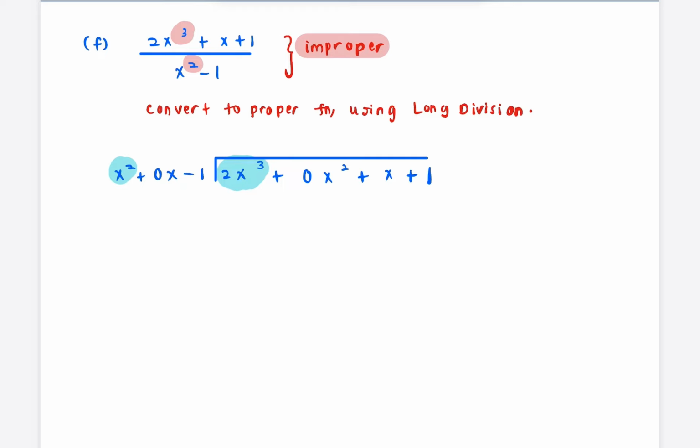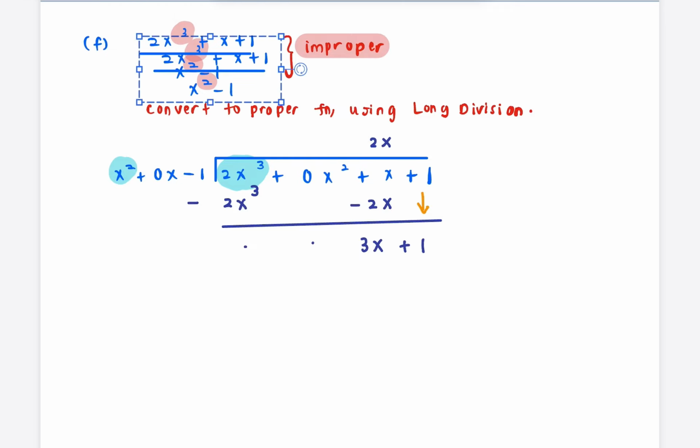Okay. So your function will be... This is the question just now. I just copied back the question. So this one is actually equal to... How to write your answer? Quotient 2x plus remainder 3x plus 1 over x squared minus 1. So this one is a proper function. Make sure after you divide using long division, the function will be in the proper form. Okay. So just focus on this one.